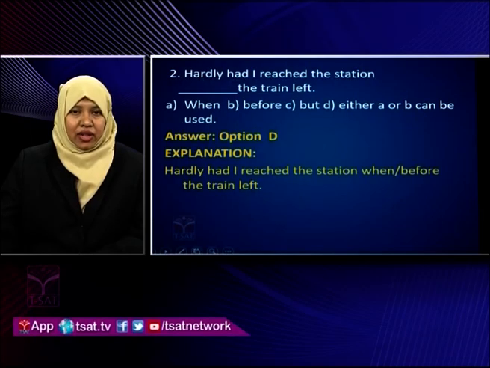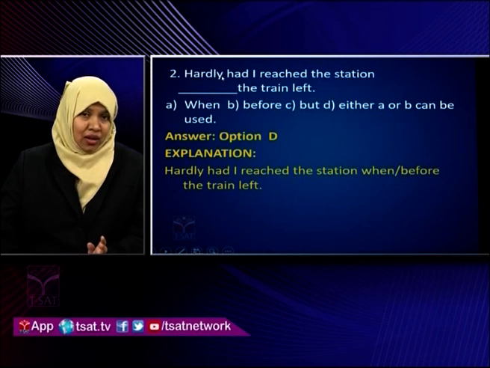Hardly had I reached the station, dash the train left. Now remember the clues. Hardly had I reached the station. In the first part of the sentence, hardly is given. When we use hardly, had is given. Had is used in past tense. I reached, again V2 form of verb is there. Reached, past tense is given. Dash the train left. When, before, but, either A or B can be used.